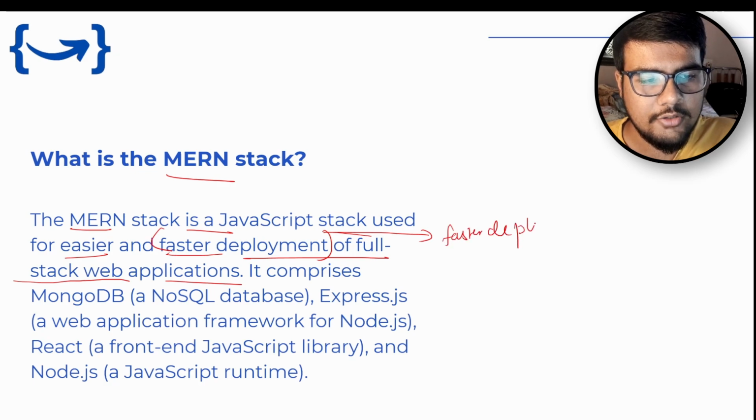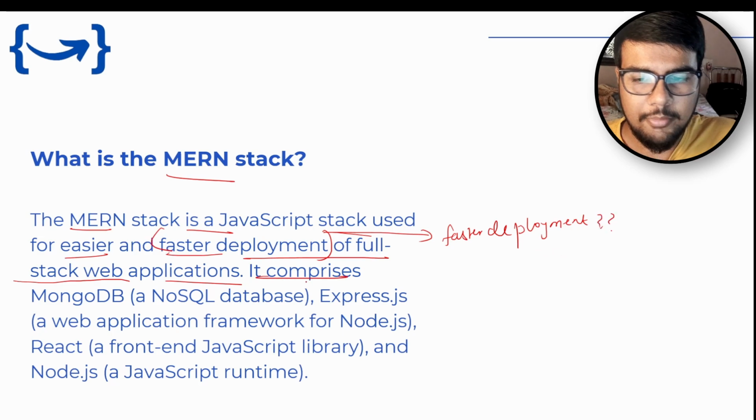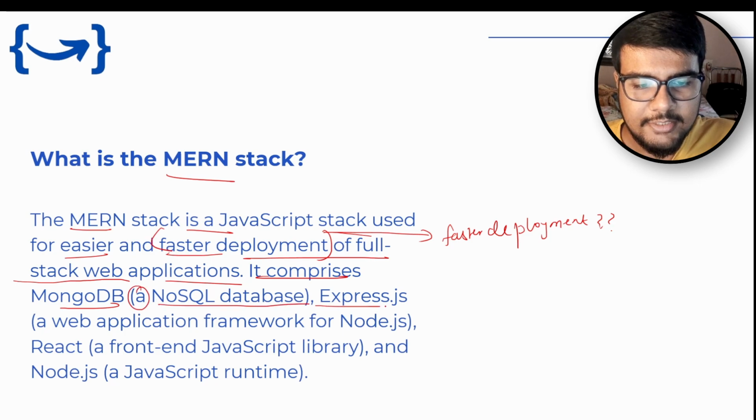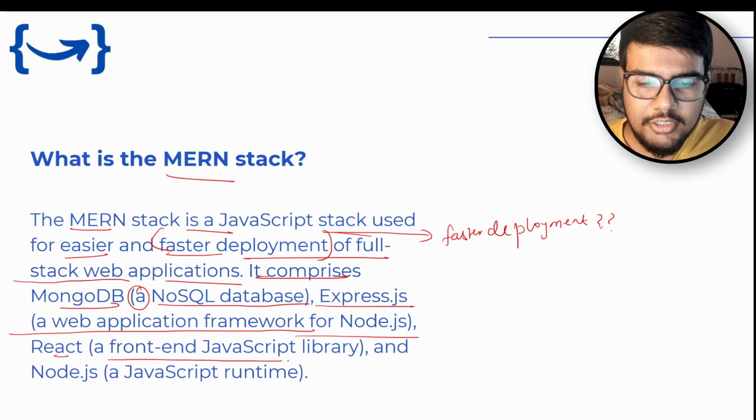Make a note of all this so that when you are preparing the response to your questions, you should be aware of these particular answers. It comprises MongoDB, a NoSQL database, Express.js, a web application framework for Node.js. Okay, so now React is a front-end JavaScript library and Node.js is a JavaScript runtime.